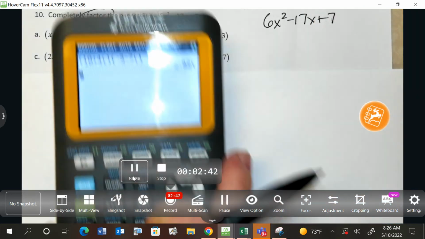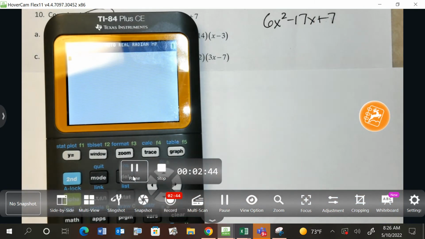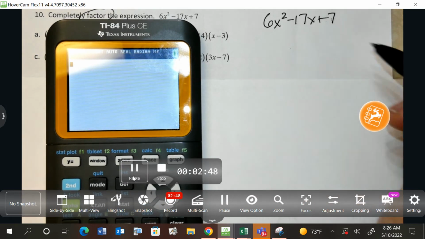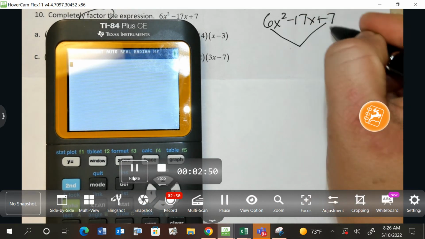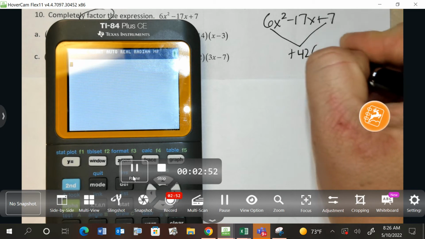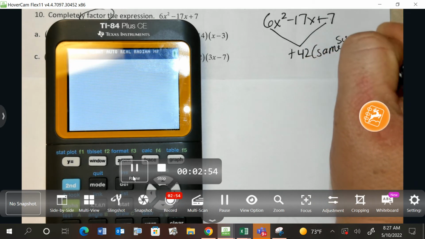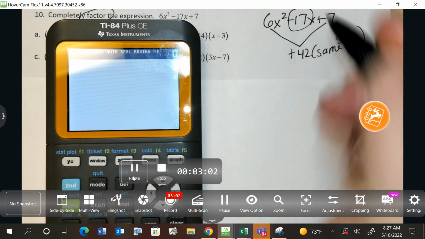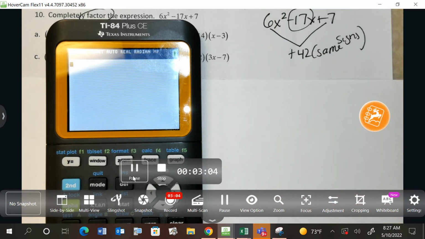So as I walk through this, I'm going to pretend like my skills of multiplying weren't very strong, just to show you how you can still achieve the correct answer. 6 times 7 is a positive 42. Behind it, I write same signs. I want to find two numbers that are the same signs that multiply to give me positive 42 and somehow combine to give me a negative 17. So here's what I'm doing if I don't have good multiplication skills. I'm taking this and dividing it by 1.